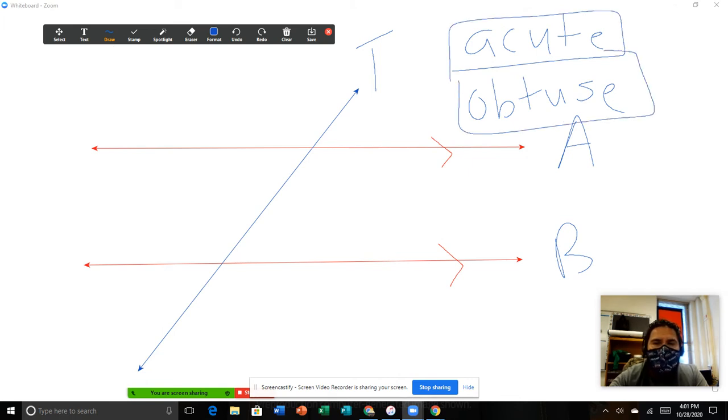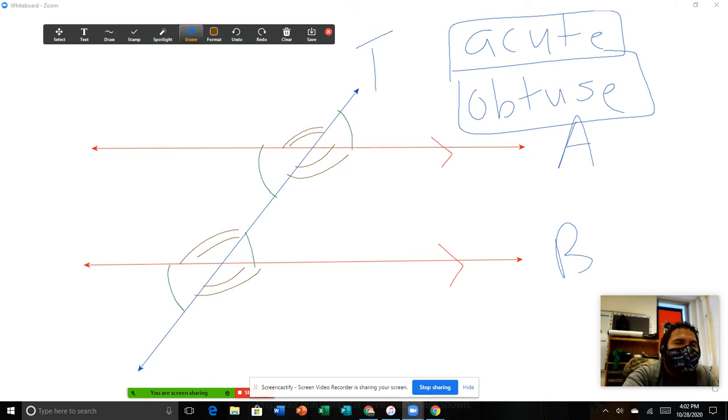And the great thing, because they're parallel, all of the acute angles are congruent. Isn't that great? That means this angle is congruent to this angle and this angle and this angle. All of your acute angles are congruent to each other. That should be pretty awesome. With that being said, all of your obtuse angles are also congruent to each other. That's the one thing that you want to focus on, and this only works when the lines are parallel.